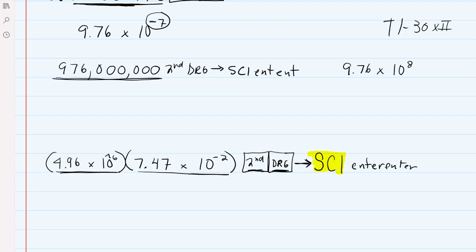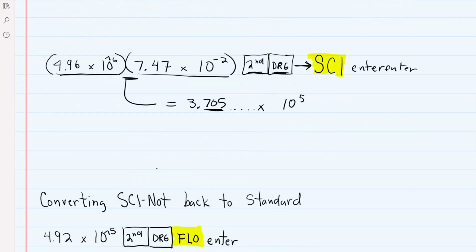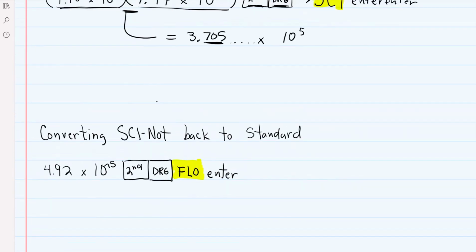So second, DRG, scientific notation, enter, enter, and we get, so these two things right here multiplied equal 3.705, and it gives a couple more numbers. Rounding it off there is just fine, times 10 to the 5th.